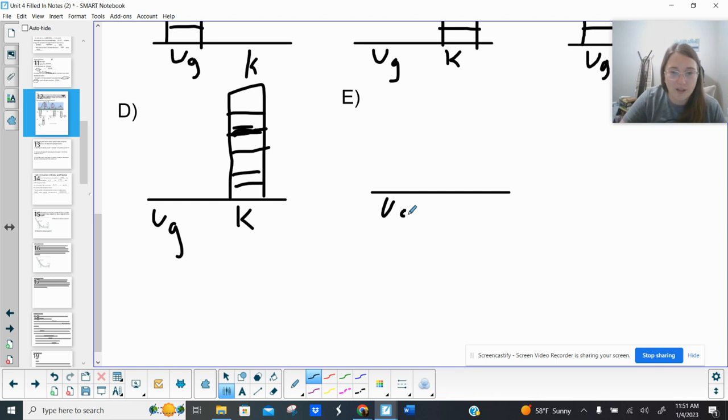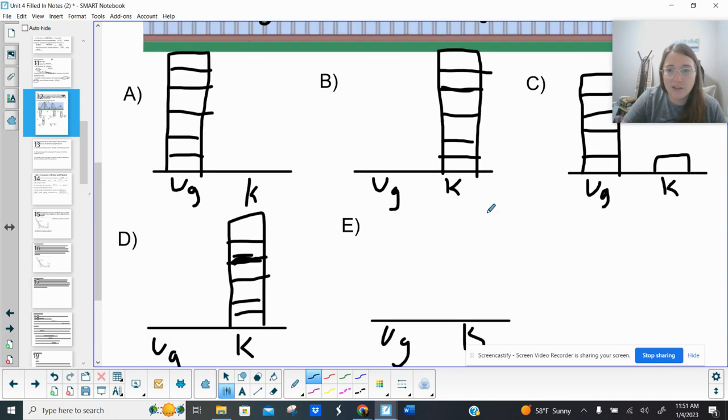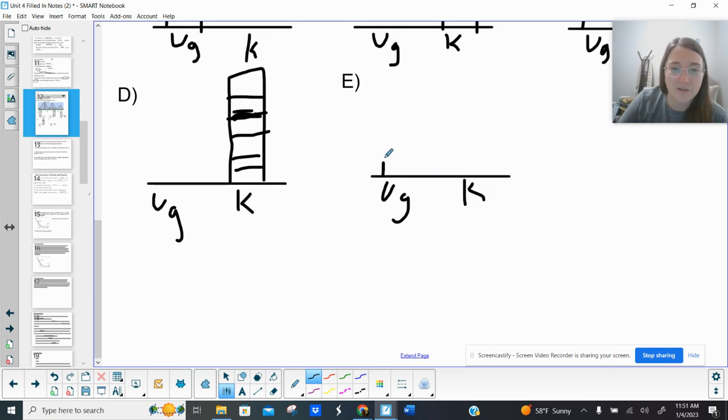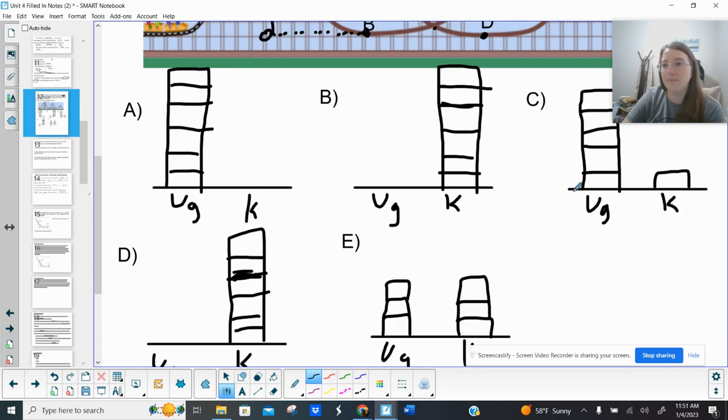Now again, at point E though, I'm even lower than I was at point C. So I'm going to say E looks about halfway, maybe a little bit less. So I'm going to say that I have 3 in potential, which based on that choice means I have 3 in kinetic. I've only got 6 total units of energy to work with. The total has to be the same.